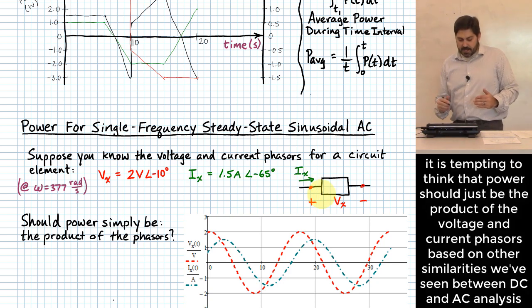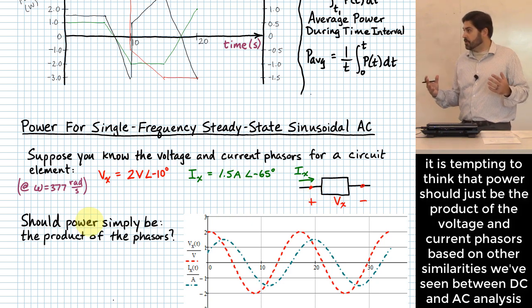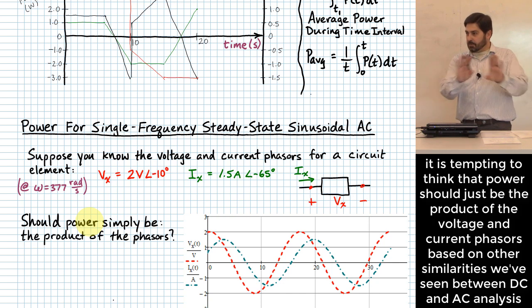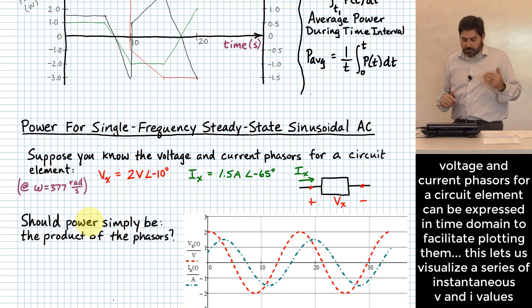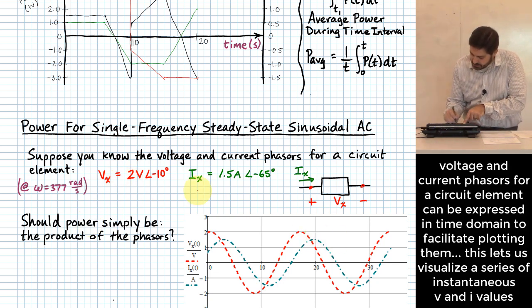Before I get into answering this question down here of whether the power should simply be the product of these two phasors, because that's one thing that would at least in one context make sense to us to say, well, everything else worked this way with complex numbers. Why don't we just see if we can do the same thing we did with DC, multiply voltage times current, and see if we can get power? So I'm going to answer that question, but first let me just mention what each of these equations looks like if you put it in time domain.